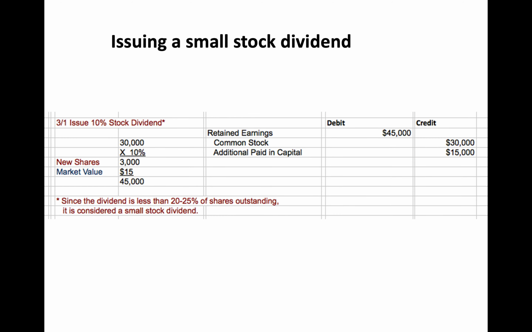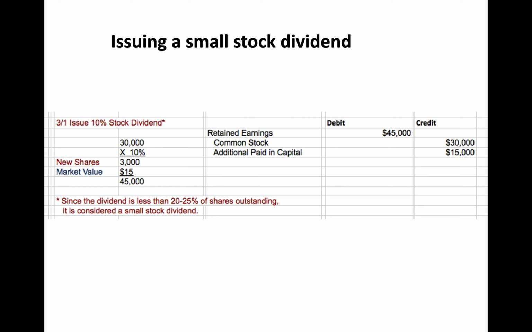The next is issuing a small stock dividend. You'll see an asterisk next to March 1st where I put issue 10% stock dividend. Since the dividend is less than 20 to 25% of the shares outstanding, it is considered a small stock dividend, and this is the treatment for that dividend.